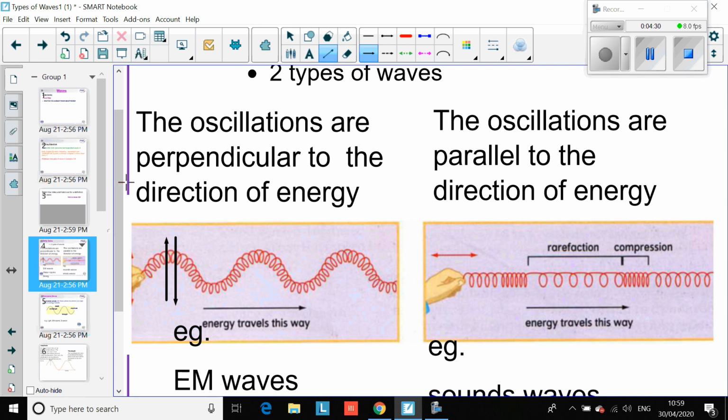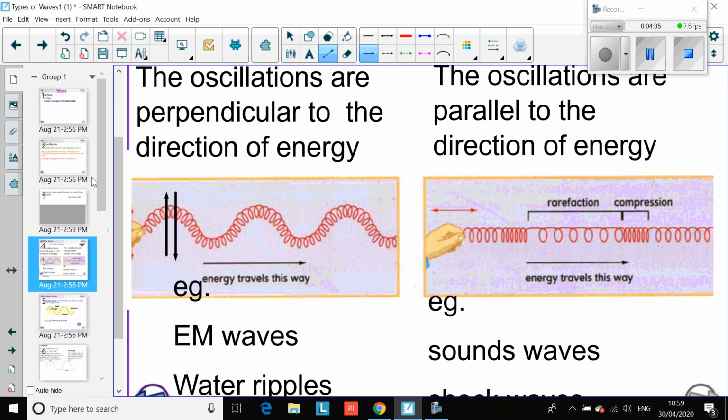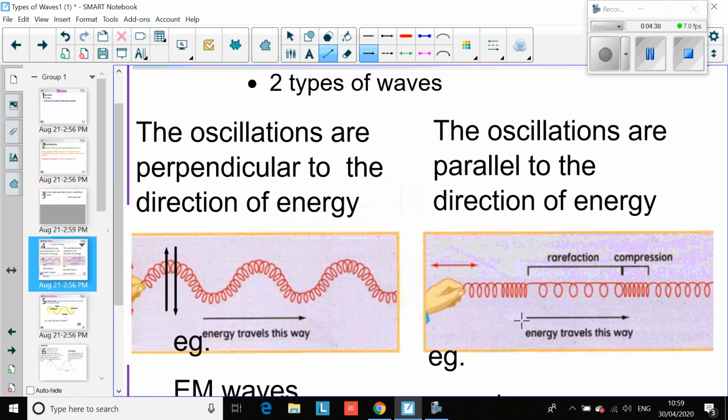Now, the next one you're going to draw is a longitudinal wave. Here you can see the energy is going the same way, to the right. However, the oscillations are sort of backwards and forwards, like this, okay? Like compressing a spring backwards and forwards. So the oscillations are parallel to the direction of energy travel. So the energy is traveling in that direction, and the oscillations are backwards and forwards, like that, so they're parallel to each other. Okay, so again, can you draw that in, please?